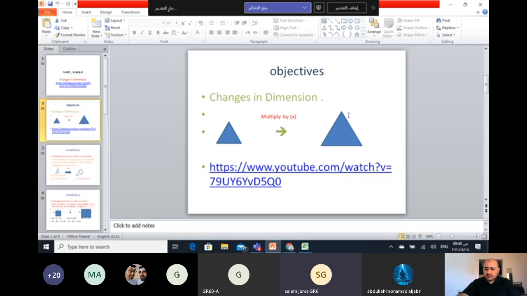As you see here, we have two figures, the small one and the big one. What's the meaning of dimension?